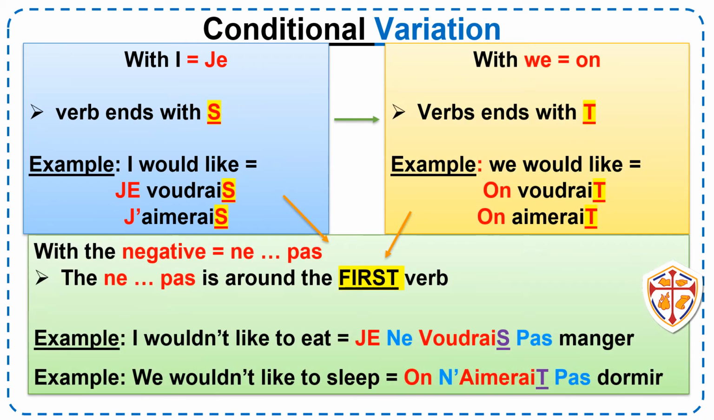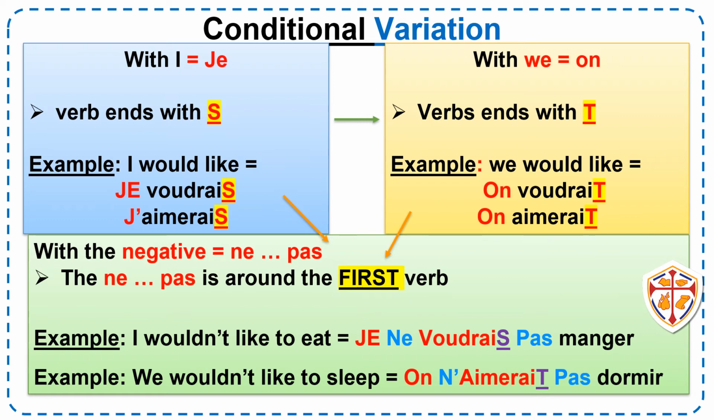Now that we have already looked at the I form, that is the je form of the conditional tense, we have noted that verbs in the conditional tense for je end with an S. Example, I would like, je voudrais, ending with an S, or j'aimerais, also ending with an S. If we want to change the je to an on form, that is, we're talking about we, the verb ending changes from an S to a T. For example, we would like, on voudrait, ending with a T, or on aimerait, ending with a T.